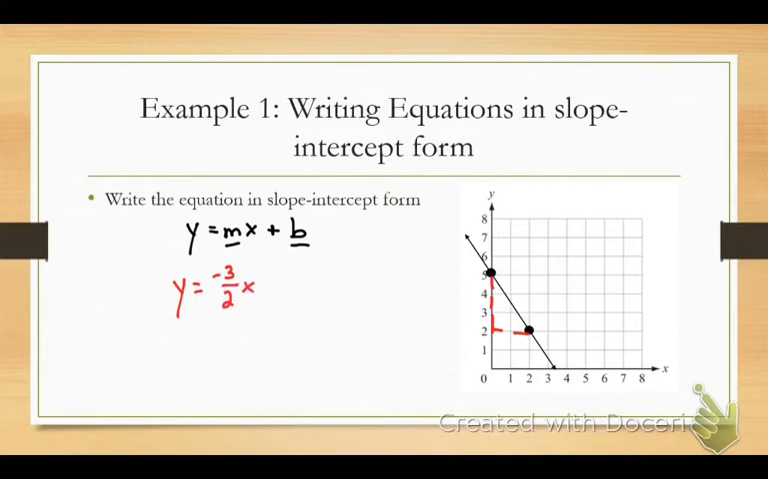Now I need to know where the line crosses the y-axis because b stands for my y-intercept. So where does this line cross the y-axis, guys? It crosses on a 5. Plus 5. All right, and that's it. That's how you write a graph in slope-intercept form from a line. So we just did it in the opposite order.